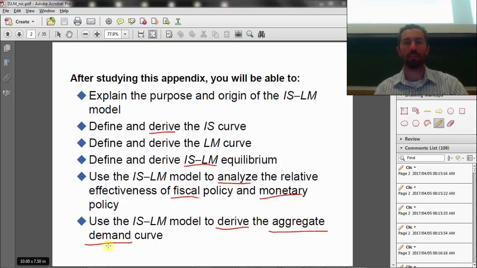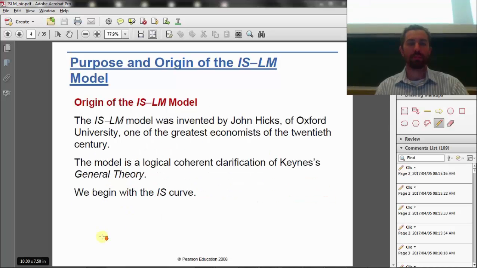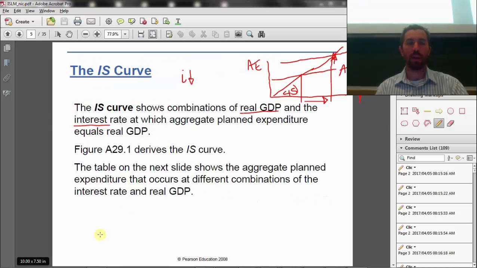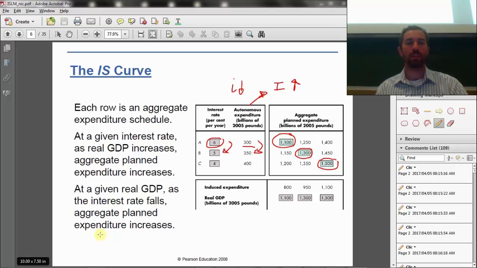So briefly then, from yesterday, the IS curve we derived. We used this schedule of various combinations of interest rate and real output from the expenditure side of the economy, in other words, using our aggregate expenditure model. We saw that as the interest rate goes down, so the level of autonomous expenditure goes up, and our equilibrium level of GDP goes up. In other words, as interest rate goes down, GDP goes up on the expenditure side of the economy.